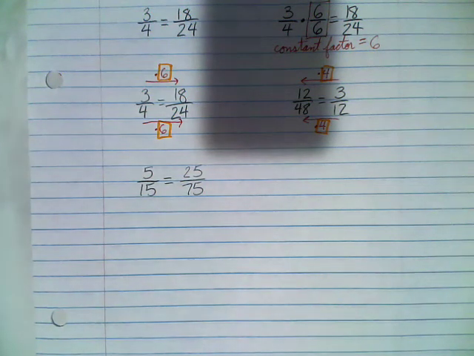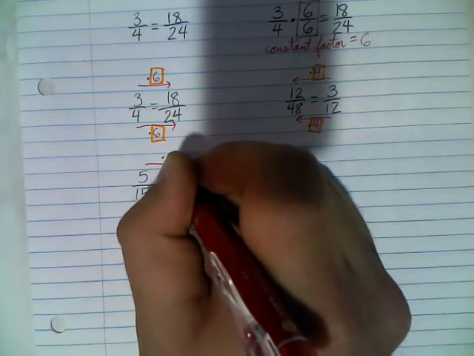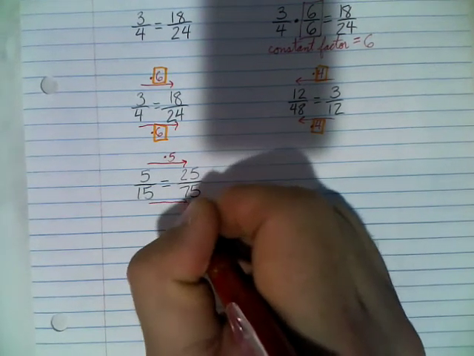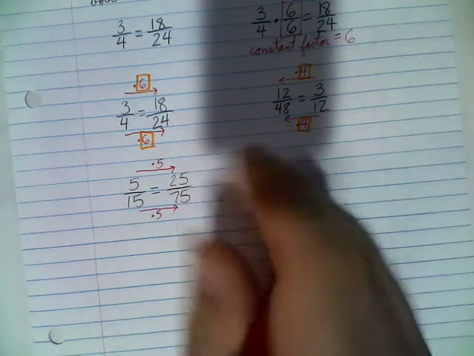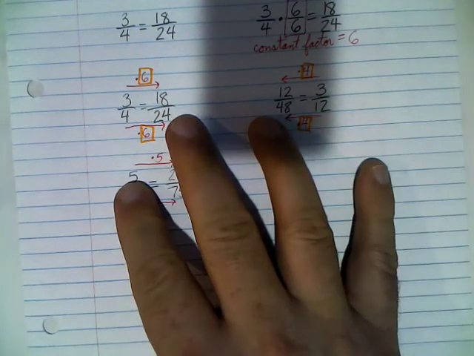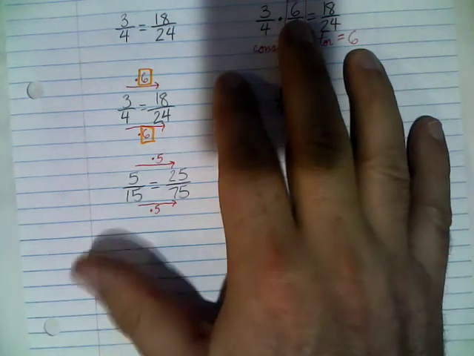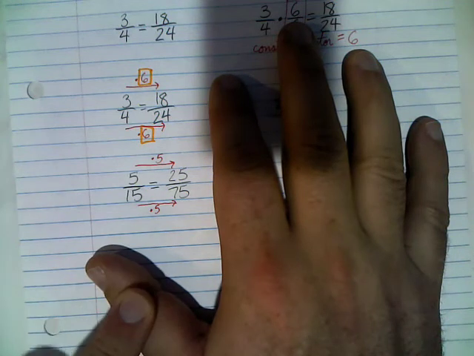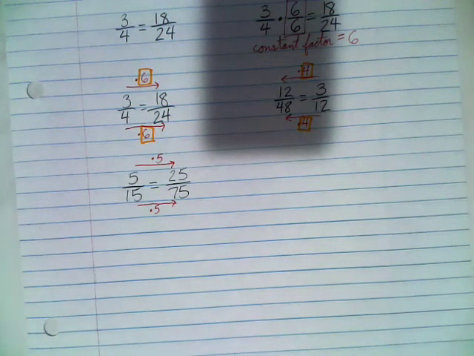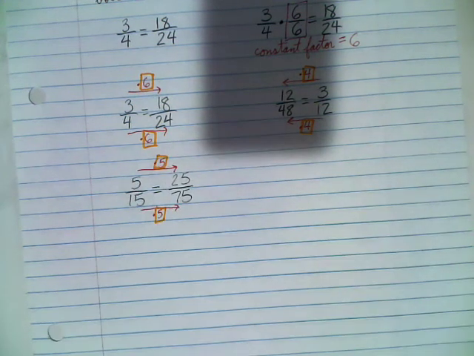But what is my constant factor? Well, 5 times 5 is 25. And we're going to hope that 15 times 5 is 75. Well, if you think about the clock, we know that each quarter of an hour is 15 minutes. So 4 quarters of an hour would be 15, 30, 45, 60. So if we go one more group of 15, 60 plus 15 more would be 75. So sure enough, 15 times 5 is 75. So my constant factor here would be 5.